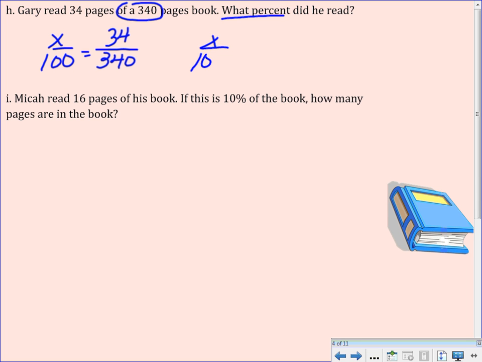So x over 100 equals 1 over 10. So now I can figure out what the percent is. So what was the percent?